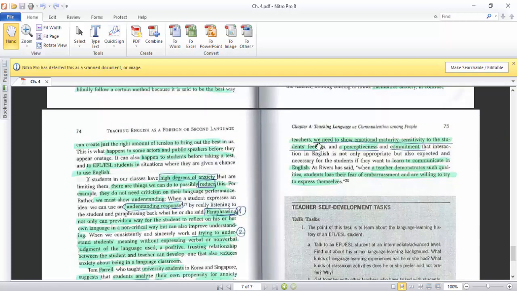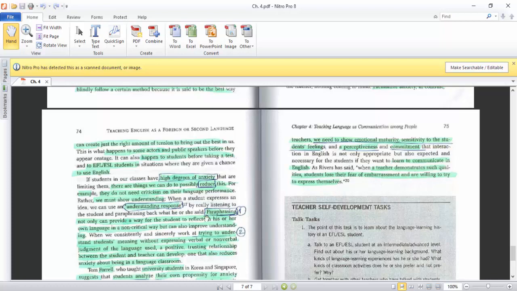Teachers need to show emotional maturity, sensitivity to the student's feelings and perspective, and commitment that interaction in English is not only appropriate but also expected and necessary for the student if they want to learn to communicate in English. When the teacher demonstrates such qualities, students lose their fear of embarrassment and are willing to try to express themselves.